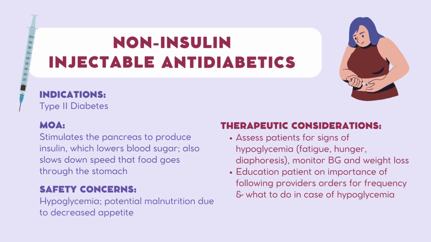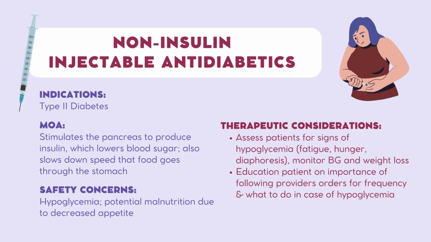Now, the next medication we're going to talk about is non-insulin injectable antidiabetics. And we use those to treat type 2 diabetes. Their mode of action is to stimulate the pancreas in order to produce insulin, which will then lower glucose in the blood. And also it will slow down the speed that the food goes through the stomach. So it will slow down peristalsis.